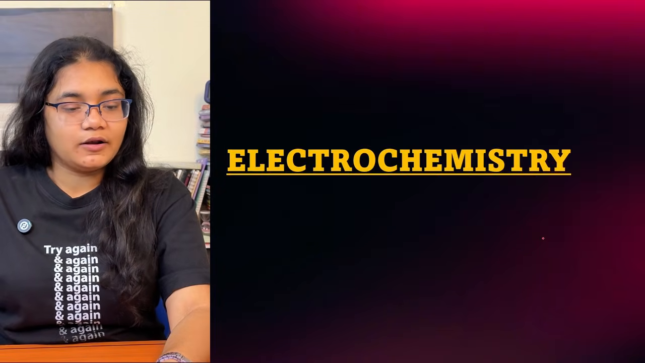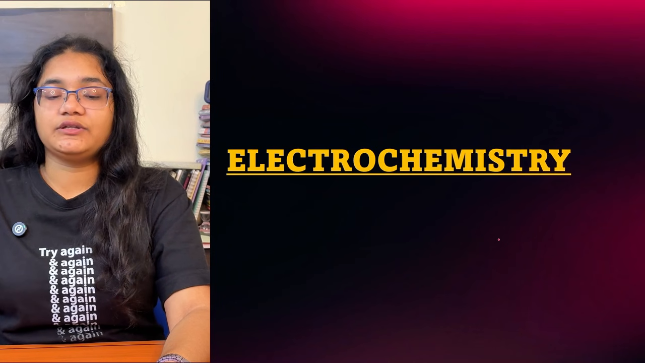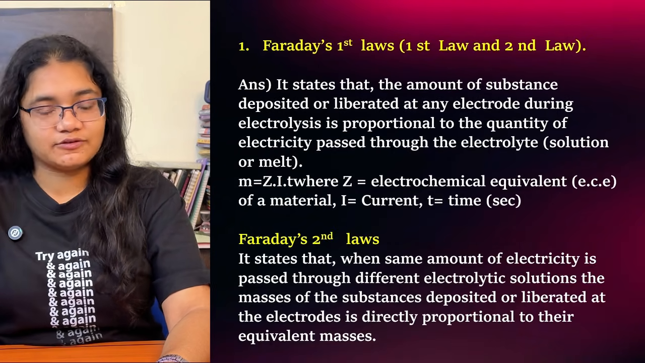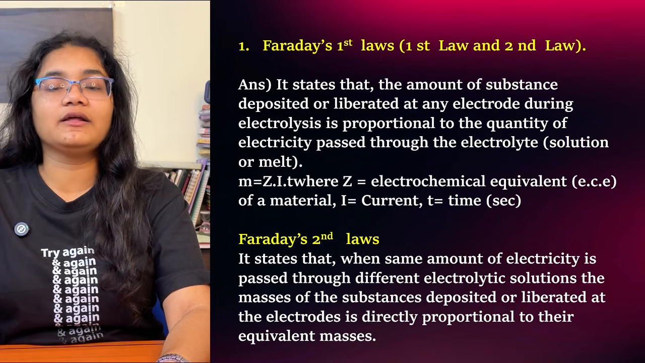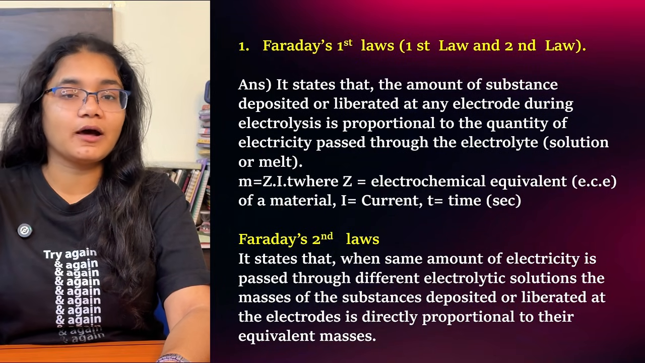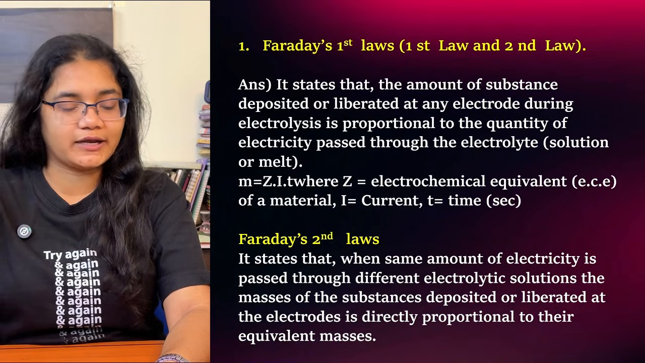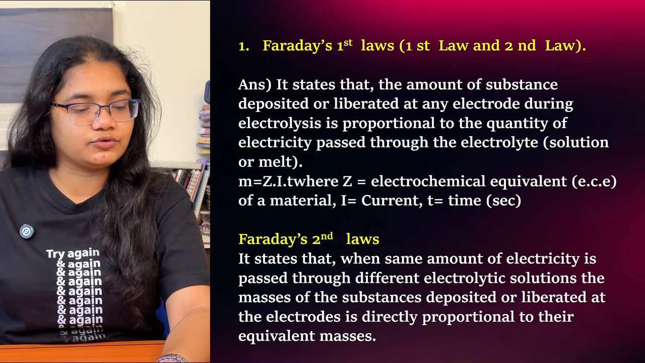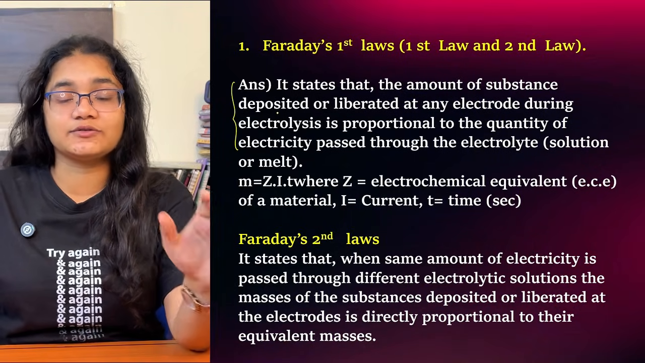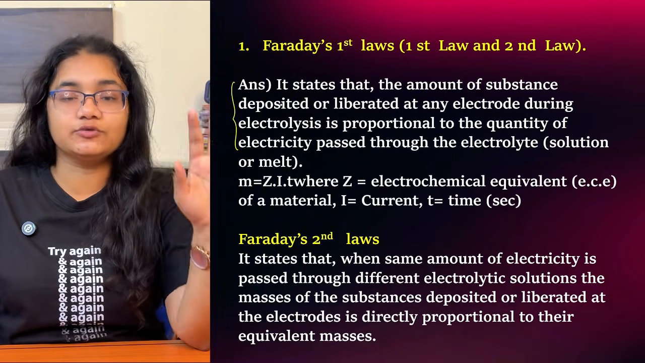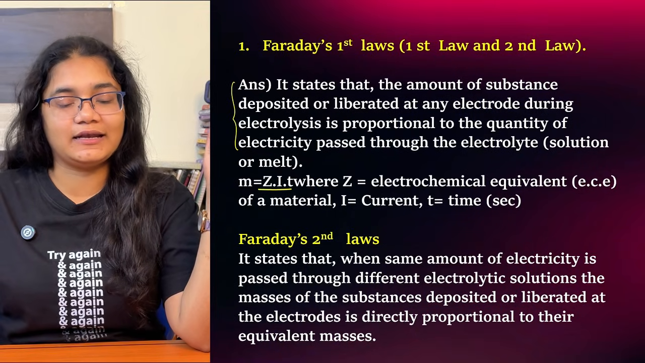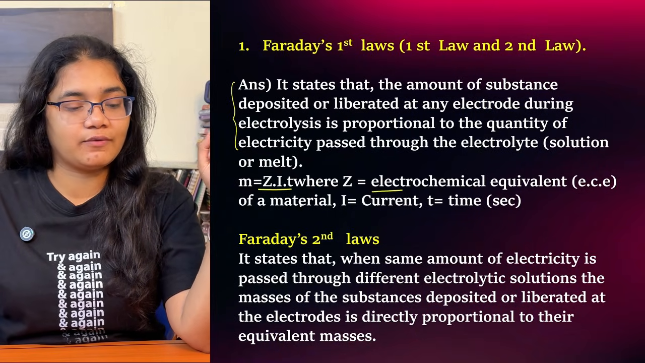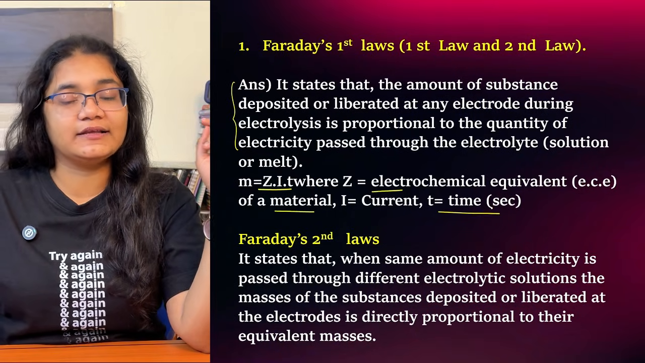Okay. Now moving to the next chapter, electrochemistry. The first important question is Faraday's first law and Faraday's second law. Faraday's first law says that the amount of chemical reaction that happens depends upon the amount of charge passed through the electrolyte. Here also I will request you to read the exact statement because this is what is given in your NCERT, so please use that statement only. And the formula is m equals Z dot I t, where Z is the electrochemical equivalent, I is the current, and t is the time.